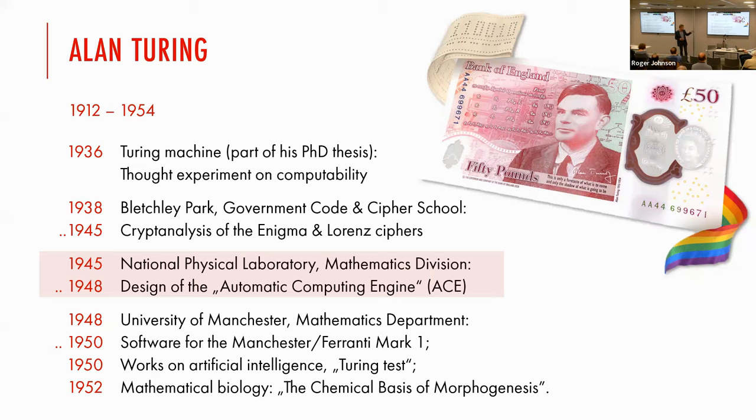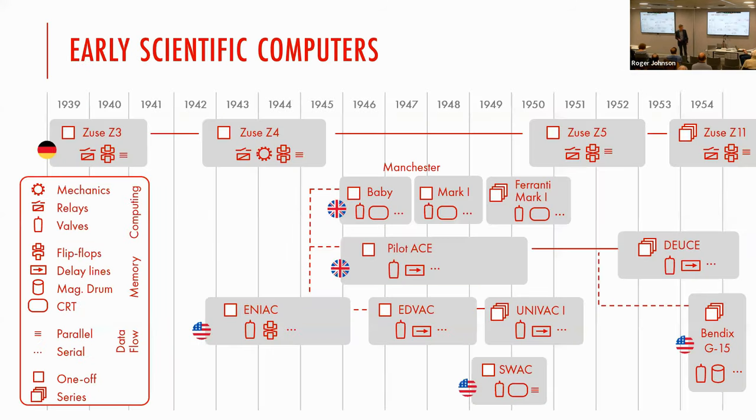And one of his late works, mathematical biology, modeling morphogenesis in biological evolution. So covering a really broad scope, but kind of in the center of that, certainly chronologically, he was in charge of one of the first universal computer designs. A bit of historical context.